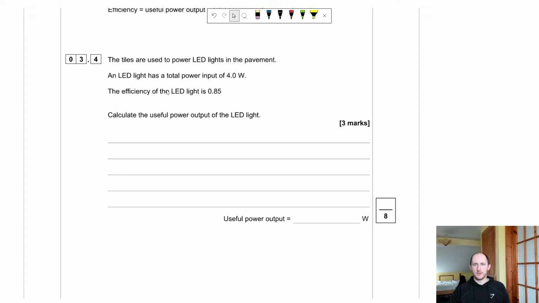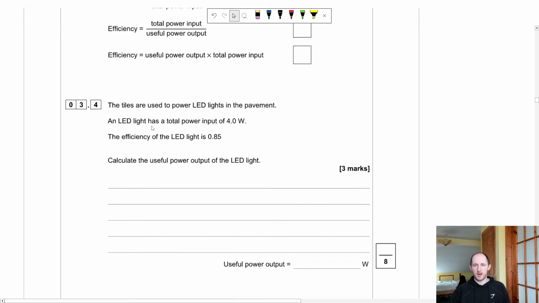So we are now going to use that equation we just marked there. It says the tiles are used to power LED lights in the pavement. So I'm guessing this is to replace street lights. An LED light has a total power input of 4 watts. The efficiency is 0.85. Calculate the useful power out.